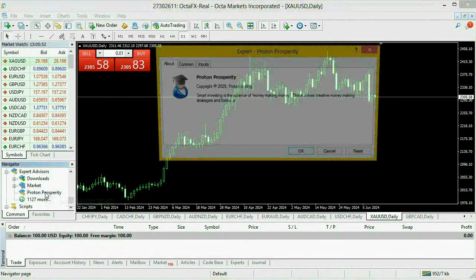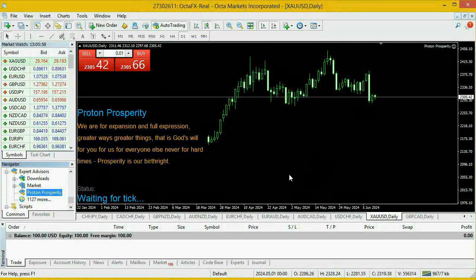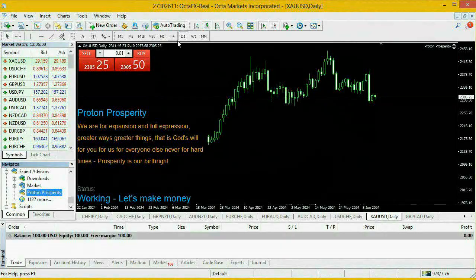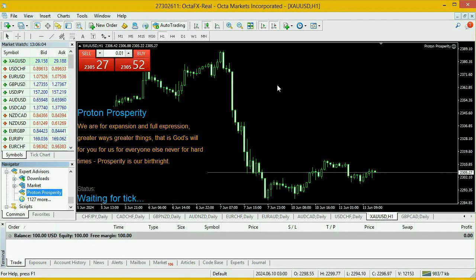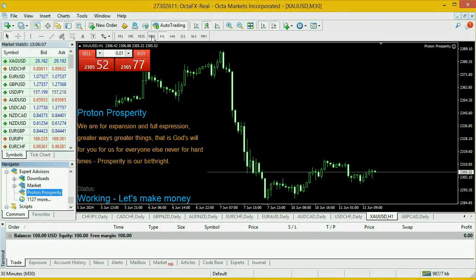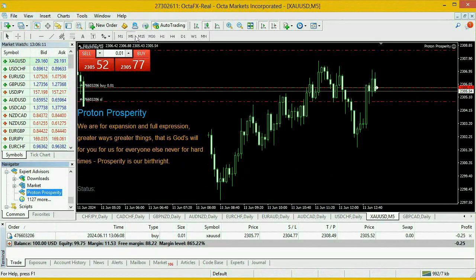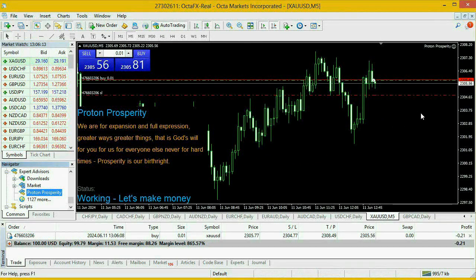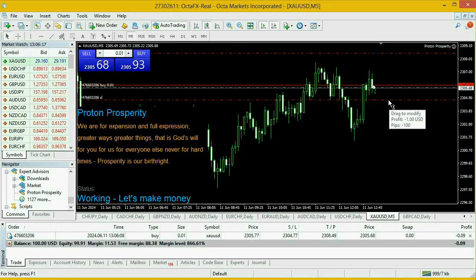And now we load the expert. You can deactivate external experts. All time frames are different, so we need to look for a trigger. Buy position executed. There we are. Our first trade is on gold. This is our stop loss and take profit. Our risk is only $1, and we stand to make $2.7.